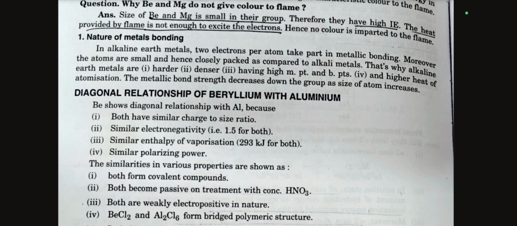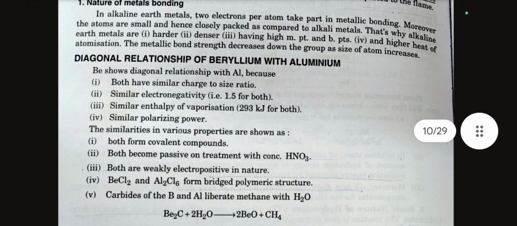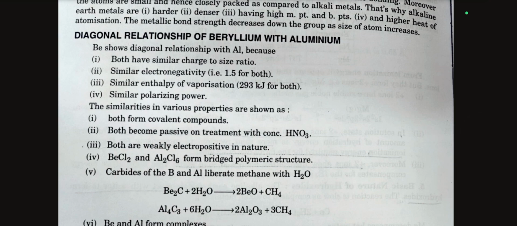Diagonal relationship of beryllium with aluminium. Beryllium shows a diagonal relationship with aluminium because both have similar charge to size ratio, similar electronegativity, similar enthalpy of vaporization, and similar polarizing power. The similarities in their properties are as follows. Both form covalent compounds. Both become passive on treatment with concentrated HNO3. Both are weakly electropositive in nature. BeCl2 and Al2Cl6 form bridged polymeric structures. Carbides of beryllium and aluminium liberate methane on reaction with water.